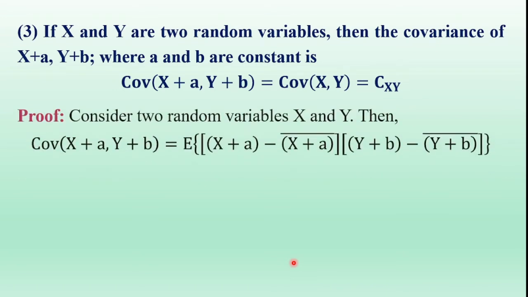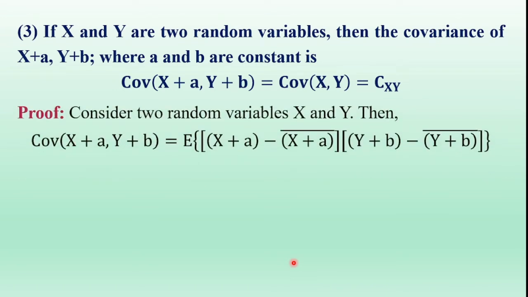The next property is: if X and Y are two random variables, then the covariance of X plus a, Y plus b, where small a and small b are constants, is equal to the covariance of X comma Y. So now coming to the proof, we know that.